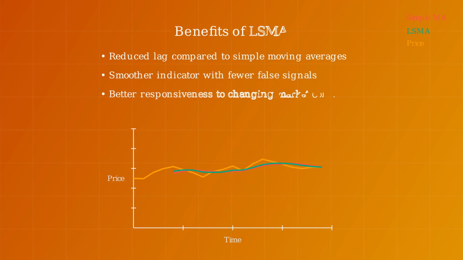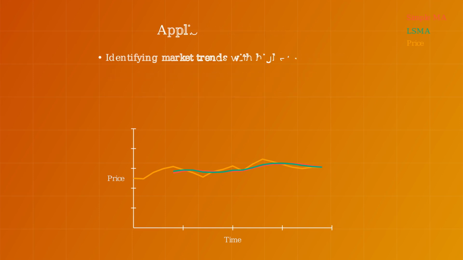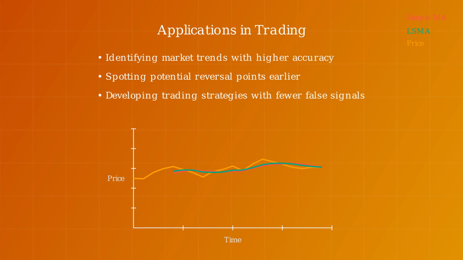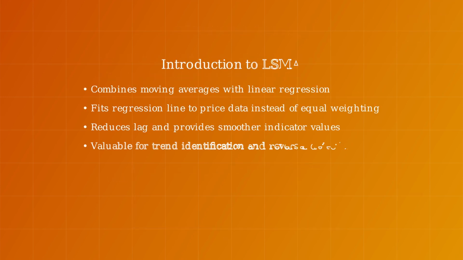LSMA offers several key benefits over traditional moving averages, including reduced lag and smoother indicator values. LSMA is particularly valuable for identifying market trends and potential reversal points in trading, enabling traders to make more informed decisions. To summarize, the least squares moving average combines the benefits of moving averages with regression analysis, providing traders with a powerful tool for technical analysis.